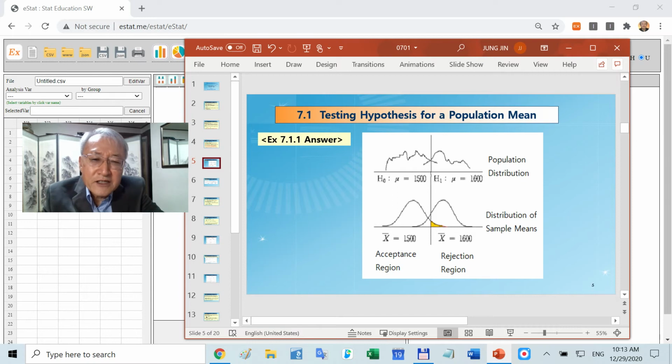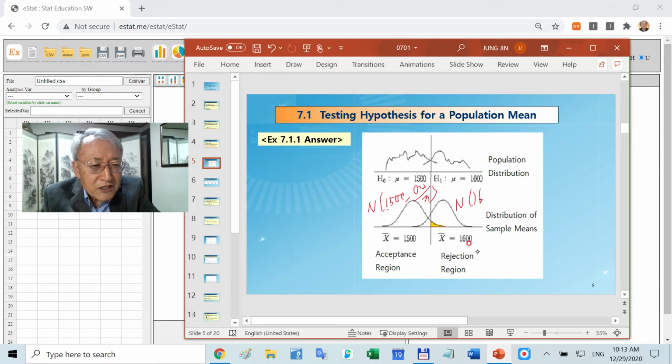What is the exact distribution? Do you remember that? If this is true, all possible sample mean distribution look like this. It's 1500, and then population variance, we assumed that divided by n. If right-hand side is true, we expect this sampling distribution is 1600, sigma square over n.